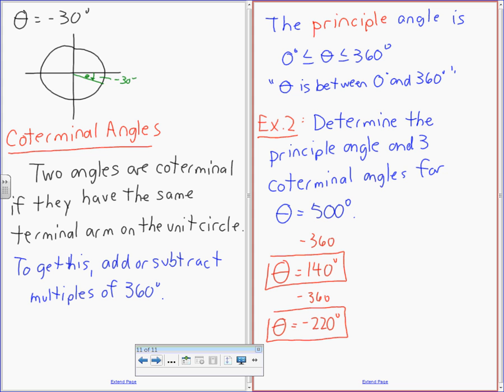Okay, let's get another coterminal angle, please, to 500. Go ahead. Charlie, go ahead. Good. How'd you get that? Very good. So here we can add 360, which is 860.